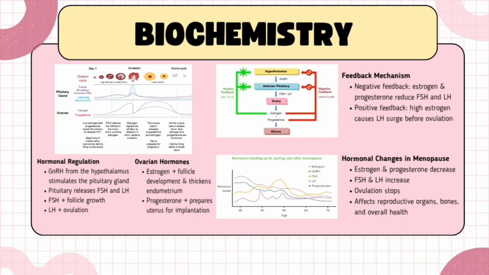Then we have the hormonal changes in menopause. During menopause, estrogen and progesterone will decrease, and then FSH and LH will increase. This is why we can say that ovulation stops. These changes affect the reproductive organs, and then the overall health.